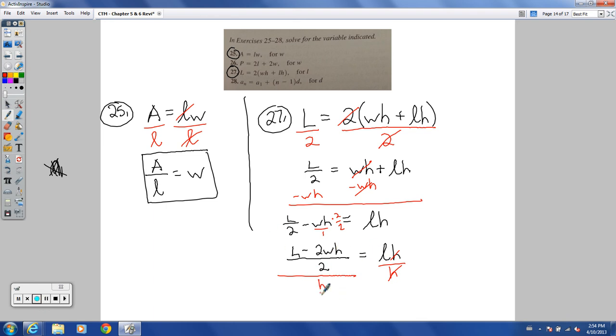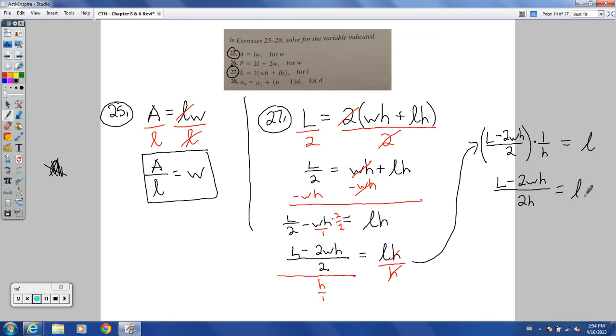But remember, dividing by something is the same as multiplying by the reciprocal. You can write this as h over 1. Same as multiplying both sides by the reciprocal. And so this would be the same thing as L minus 2WH over 2 times 1 over h. Dividing by a fraction is the same as multiplying by the reciprocal. So in the end, you've got times 1 on the top. That's not going to change anything there. So it's L minus 2WH over 2 times h on the bottom, 2h. That would be what lowercase l would equal.